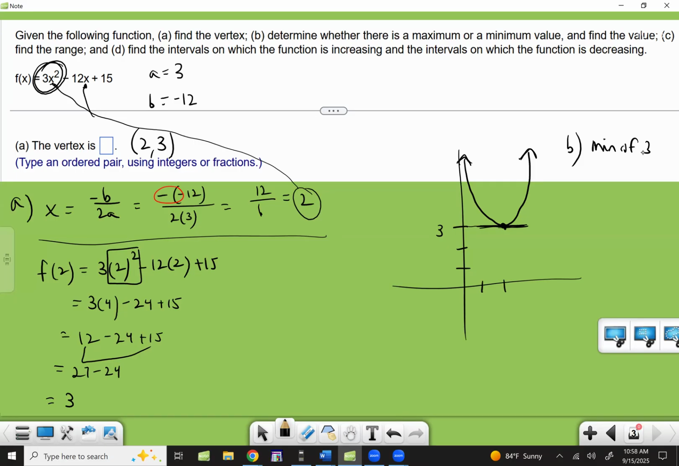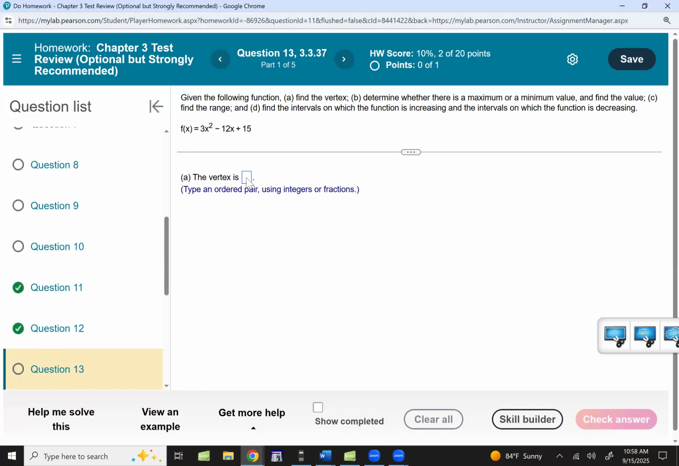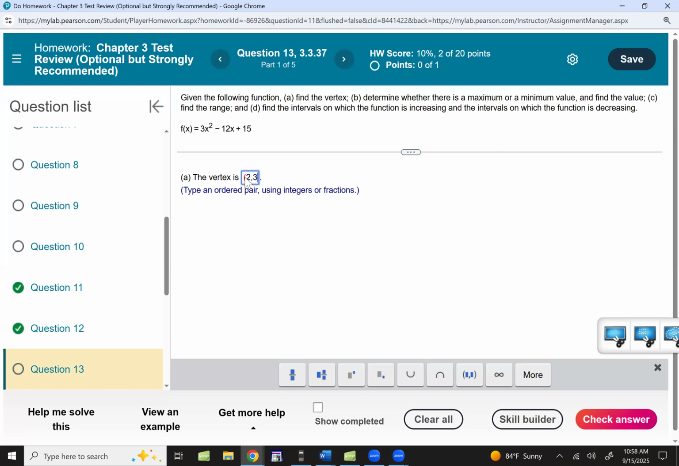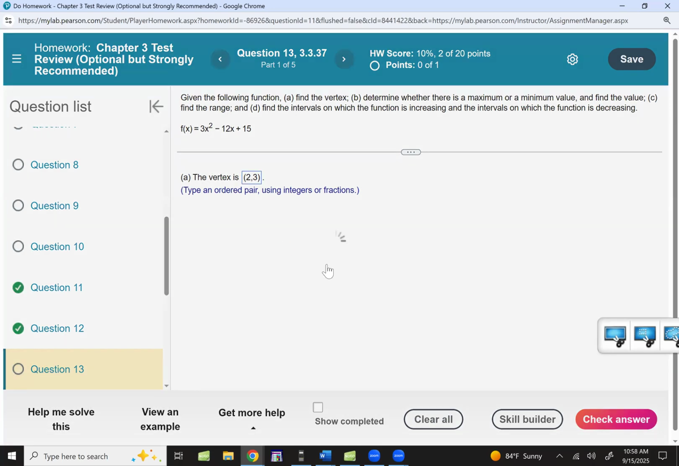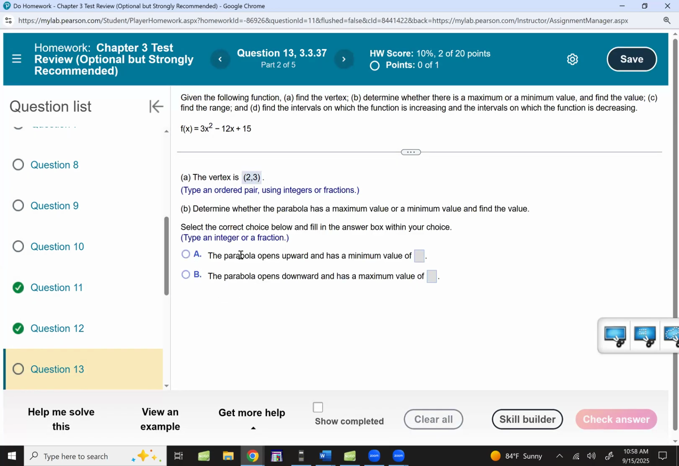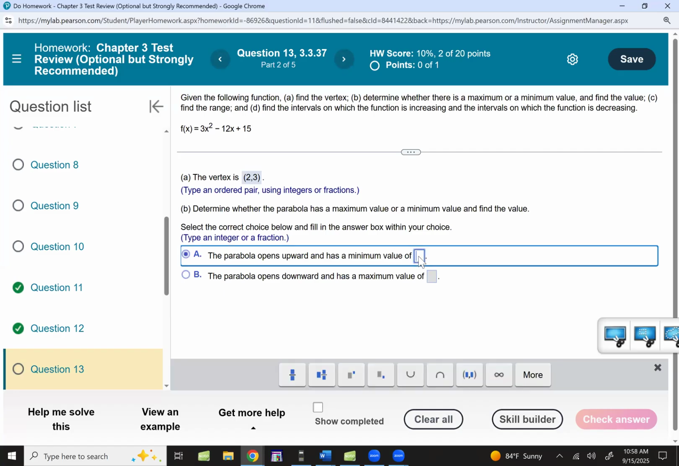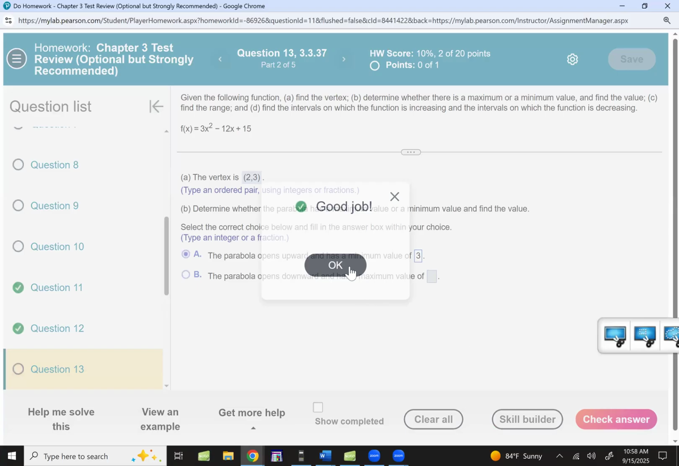Just start putting some of these things in, make sure we're right. Okay, so (2, 3) is what we got for the vertex. And then we said that it has a minimum. The parabola opens upward and has a minimum value of 3. We're doing okay so far.